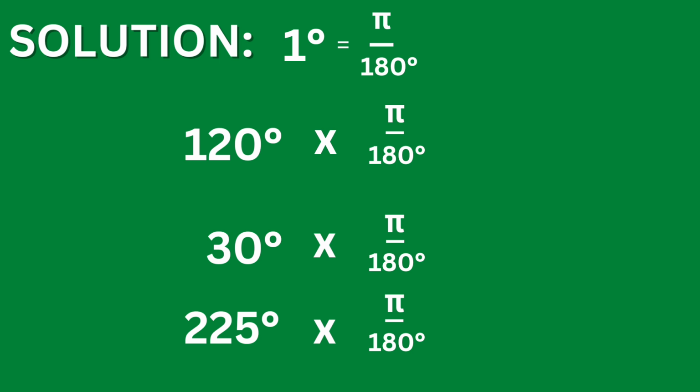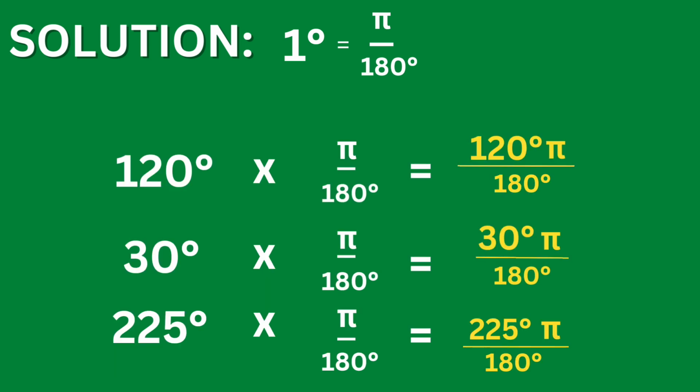Here's how to set it up. Next is to do the math. Simply multiply the number of degrees by pi over 180. Think of it like multiplying two fractions. The first fraction has the number of degrees in the numerator and 1 in the denominator, and the second fraction has pi in the numerator and 180 in the denominator.